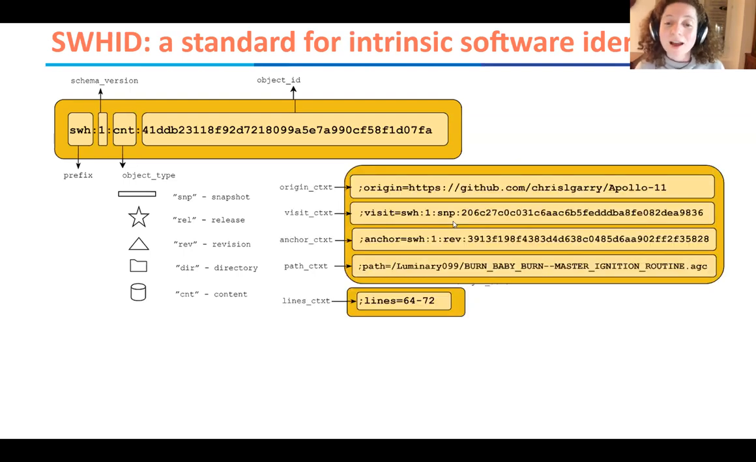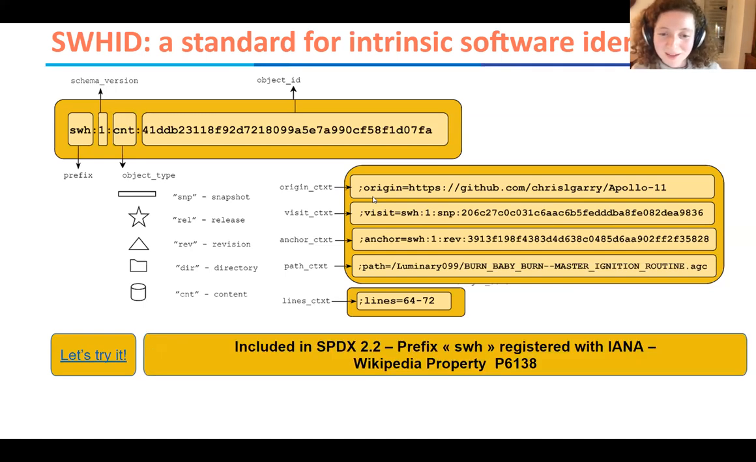Next. And on this core identifier, you can use contextual parameters that will give you more information about where you found this object and what it came from. Next. So today we won't try it, but if you have the presentation, you can click on the link and get directly to this identifier, which is a master ignition routine from the Apollo 11 repository. Next. This identifier is included in SPDX 2.2, registered in IANA, and is also a Wikidata property. Next.